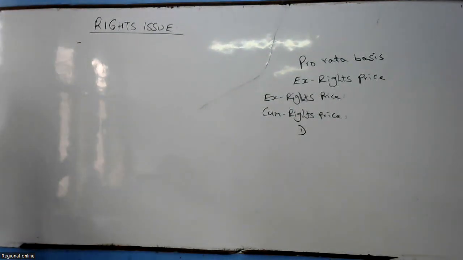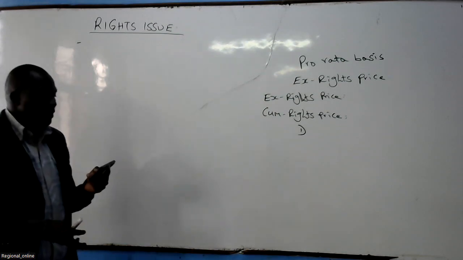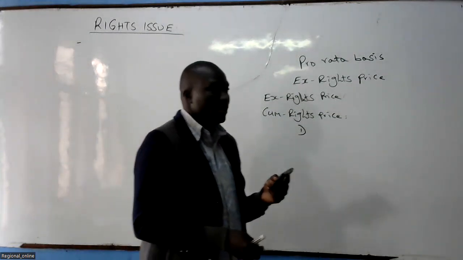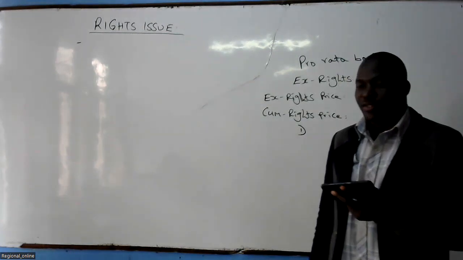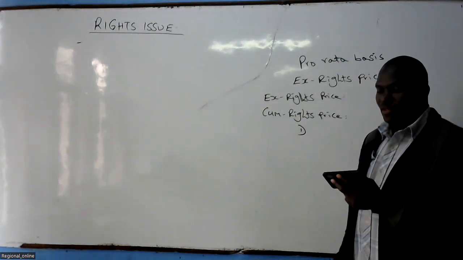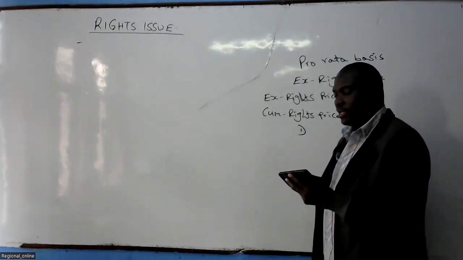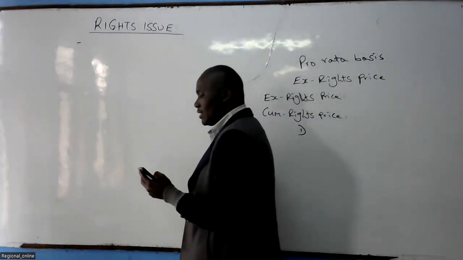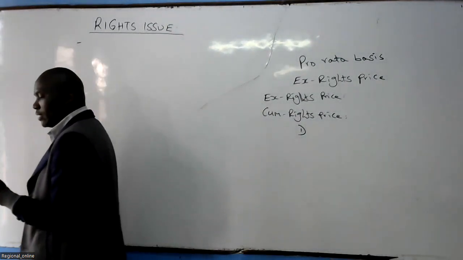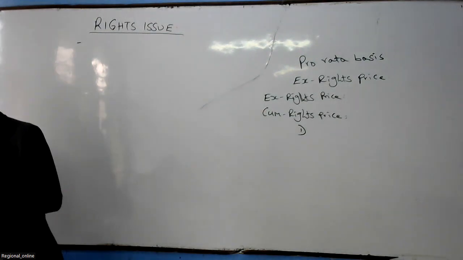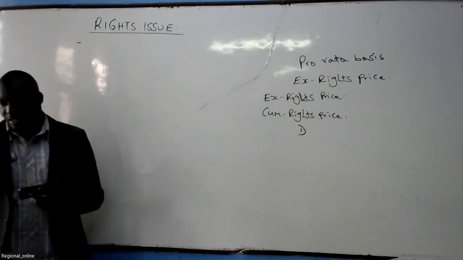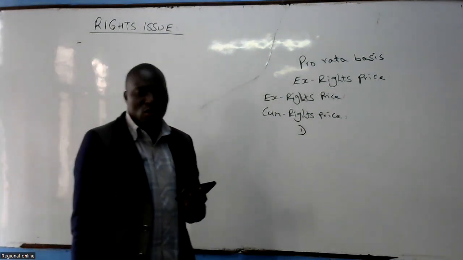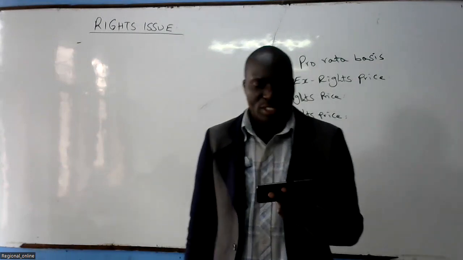Part C is the reason we are here. Horizon Construction Limited wishes to increase the number of its branches in the country. The board of directors of the company has decided to finance the expansion program by raising funds from the existing shareholders through the one for four rights issue. They're given one share for every how many existing? For every four, right? So there are four shares, you get one share.